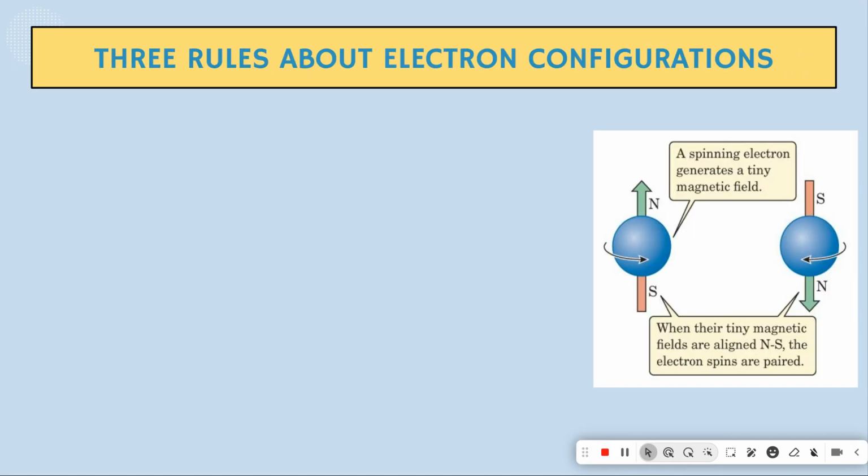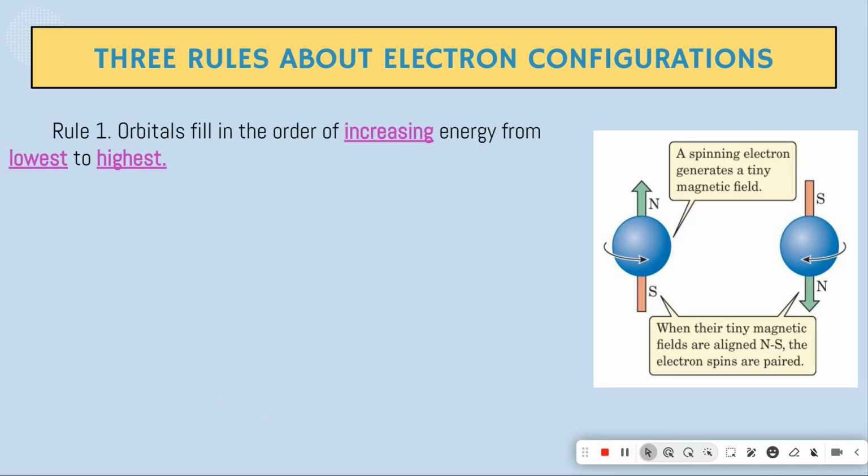There are rules about how electrons fill in orbitals. When we're talking about where these electrons are, we need to know these rules. This is in the ground state of the atom. Only the lowest energy orbitals are occupied. So the first rule: orbitals will fill in order of increasing energy, from the lowest energy to the highest, so from closest to the nucleus on out.